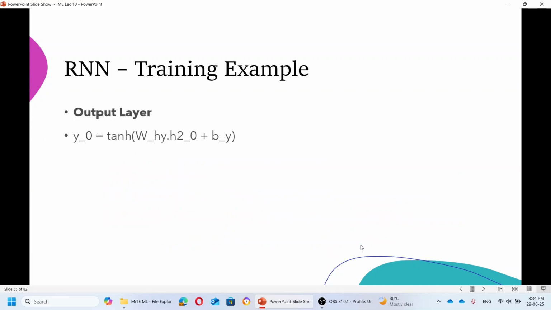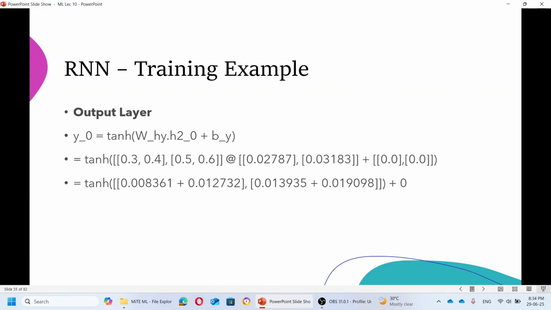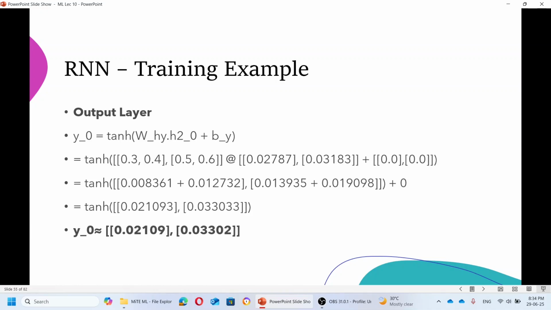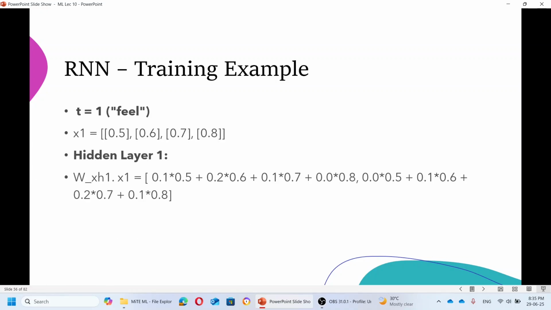As I told you previously, we didn't compute the output for each time step, but here we are going to compute the output as well. So for t is equal to 0, our output is 0.02109 and 0.03302. So at t is equal to 0, the first time step, we have got the output of the first hidden layer, and we have got the output of the second hidden layer. Now we will use these outputs in the second time step.